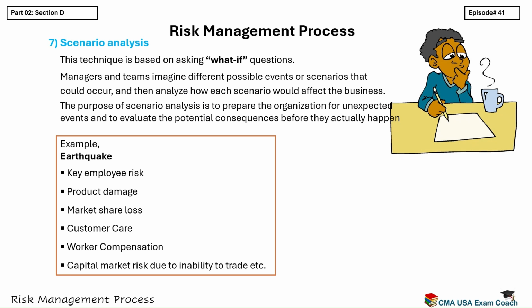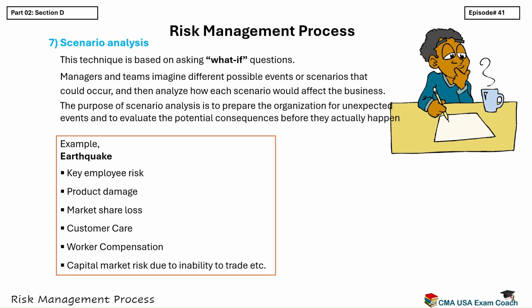Worker compensation claims. Employees who are affected may require compensation or insurance payouts, which increases costs. Capital market risk. The company may be unable to trade or raise funds during the crisis, which puts further pressure on financial stability. These examples show how one single event, like an earthquake, can trigger multiple types of risks across different areas of the business.